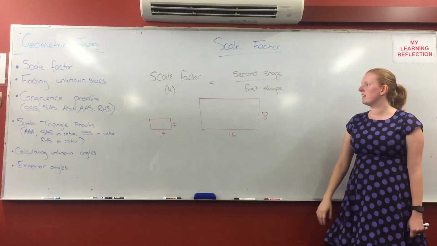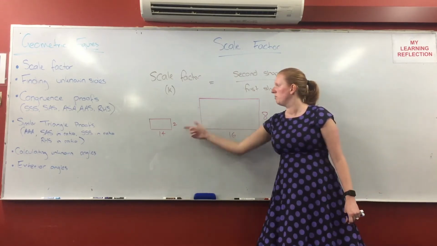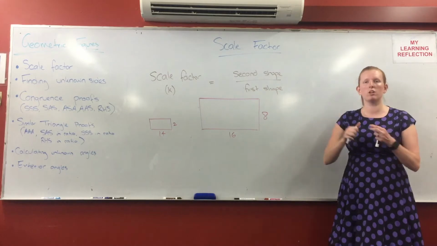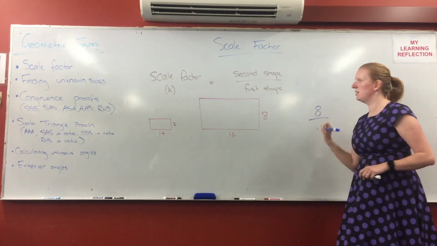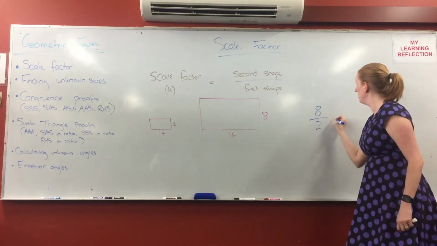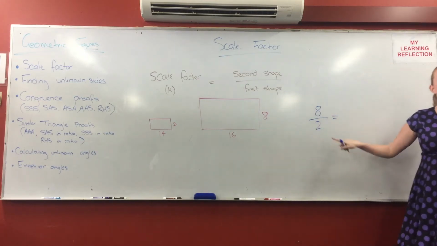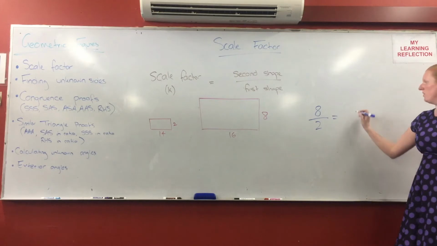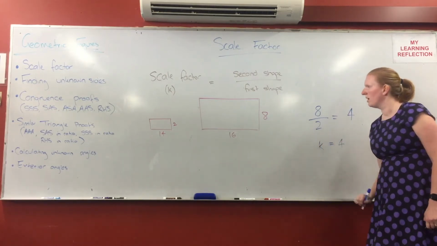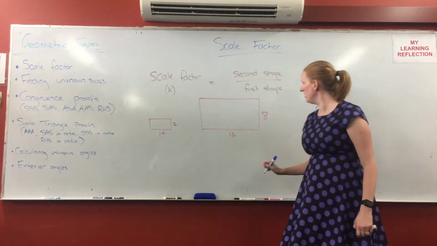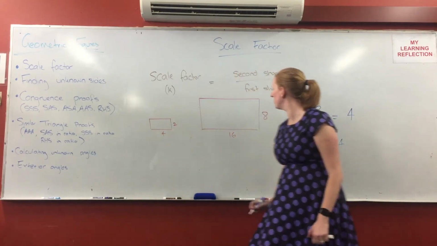And I'm trying to calculate the scale factor, so I pick any side. So what am I putting on the top? 8. Great. 8 would go over 2. So what would be my scale factor? How many 2's go into 8? 4. Cool. So K equals 4. I could test it with my other side as well.